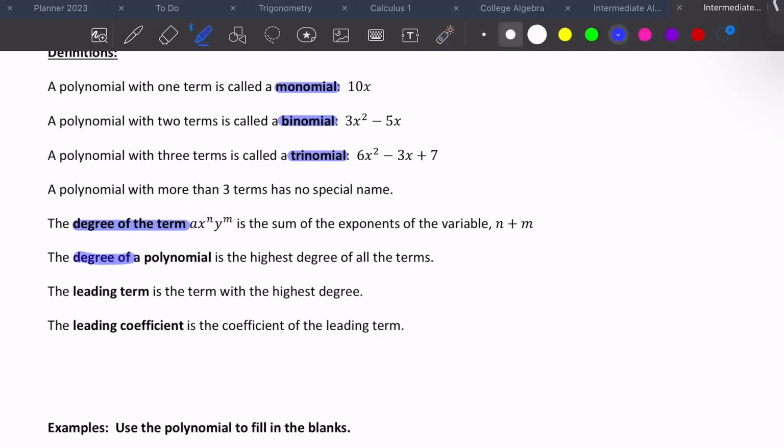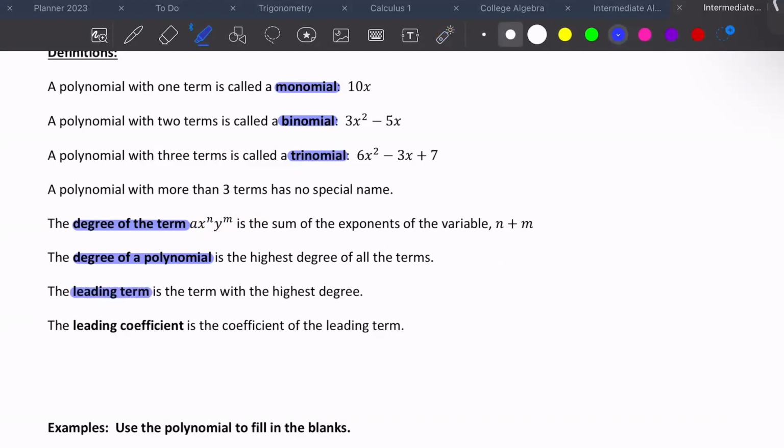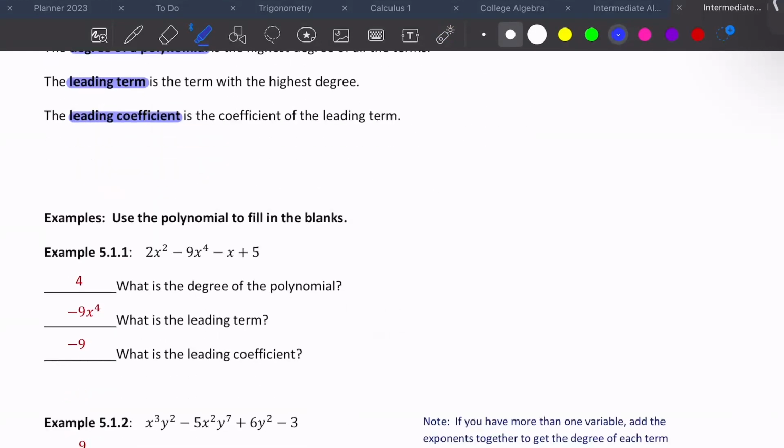The degree of the polynomial, so this is the degree of the whole line, basically. It's the highest degree of all the terms. So if we have a big, long polynomial, you'll find each degree of the term, and whichever one is the highest is the degree of the polynomial. And then your leading term is the term with the highest degree. So whatever is your highest degree, whatever number is attached, that is your leading term. I mean, the whole thing is your leading term. The leading coefficient is the number that's attached. Okay, so we're going to go over an example of all of that right here.